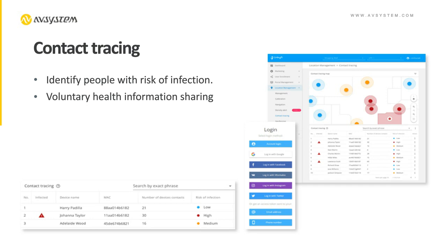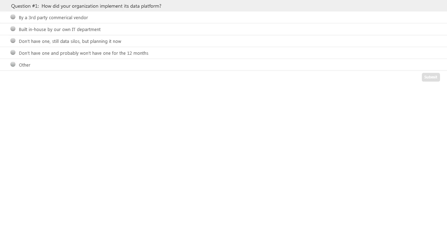And that brings me up to the first of two polling questions I've prepared for this audience today. We're going to display your response in aggregate, so your identity's privacy is being protected. If you wouldn't mind to participate in this short survey, two questions. The first one, how did your organization implement its data platform? A, I guess you click on the little bubble to the left, by a third-party commercial vendor. B, built in-house by your own IT department. Don't have one, still data silos, but planning it now. Or the next one, don't have one, probably won't have one for the next 12 months. Or anything else, other. So you have about 30 seconds to submit your answer. And we're going to display your response in aggregate to share with the audience.